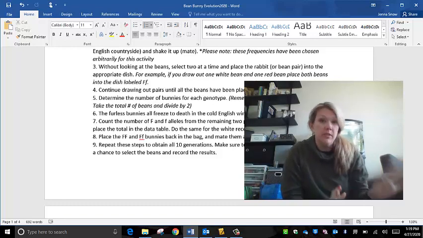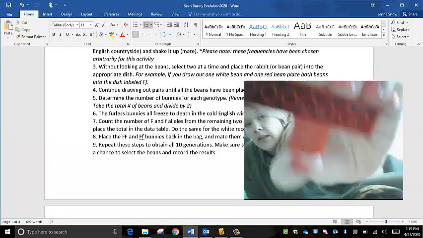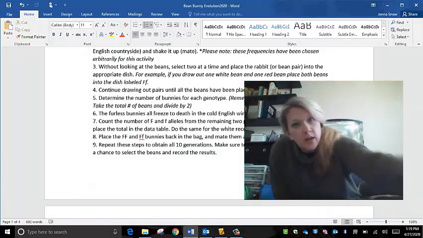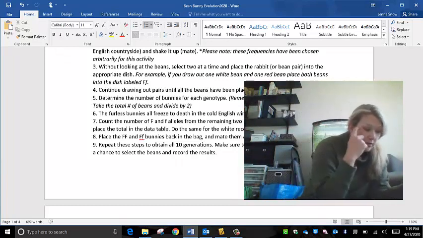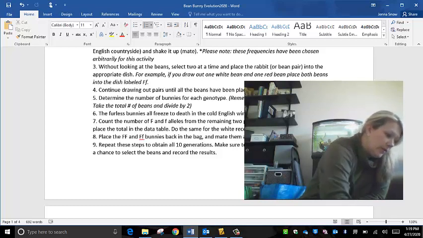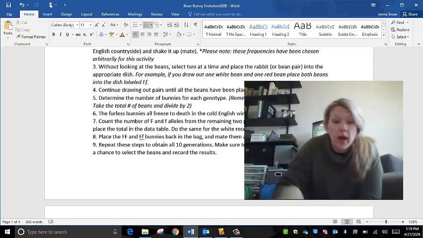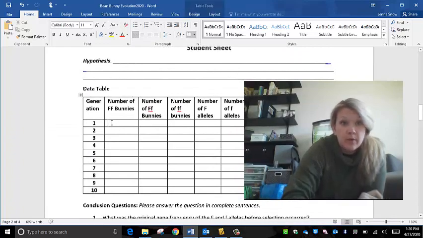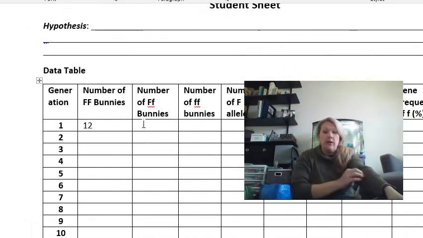So I'm going to start with my double dominant. And because each bunny has 2 alleles, this represents 1 bunny, okay? And so this one would represent another bunny. I'm going to count the number of bunnies I have on each plate, okay? So I'm going to do my double dominant one first. I have 12 bunnies, okay? So I'm going to go down here, and in my first generation, the number of double dominant bunnies, I have 12, okay? So I'm going to do the same thing for my heterozygous bunnies.